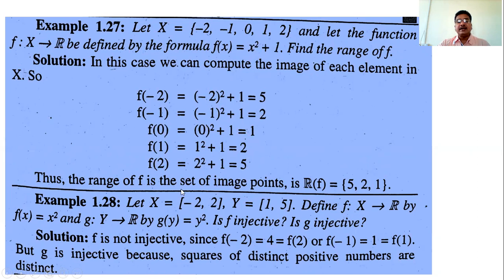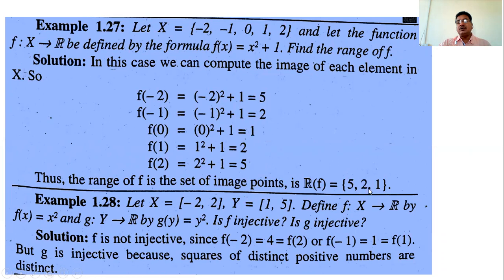And then what is the range of the function f? It is a set, denoted by the notation R(f), capital R in brackets f, where f is the notation for the function. So write R(f) equal to the set of all images. Under this function we have the image 5 of -2, then 2 is the image of -1, then 1 is the image of 0, and again 2 is the image of 1.